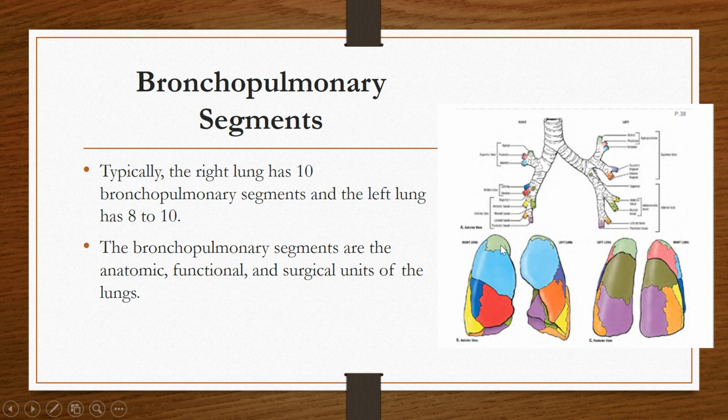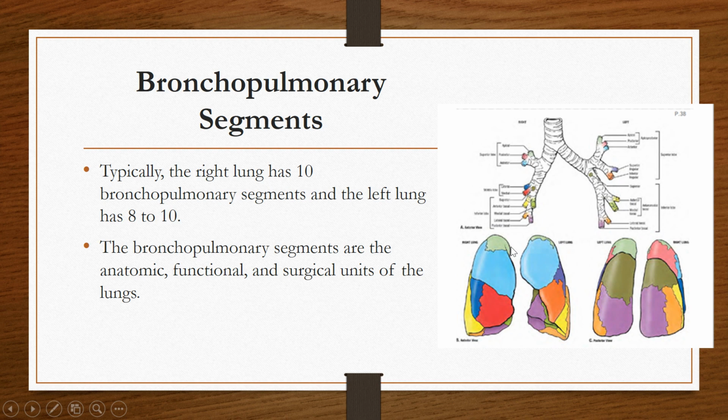Typically, the right lung has 10 bronchopulmonary segments and the left lung has 8 to 10 bronchopulmonary segments. In some books, it is written that the left lung has 8 bronchopulmonary segments, but in some books, it is written that it has 10. So, if the right lung has 10 and left has 8, there will be a total of 18 bronchopulmonary segments, but there can be 10 in each lung, so there can be 20 bronchopulmonary segments.